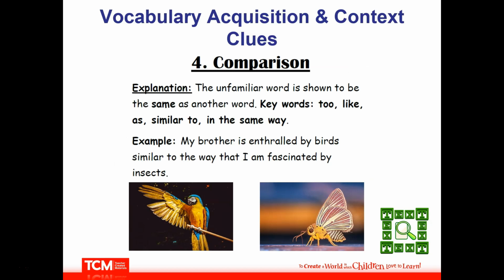So if we look at this, the comparison context clue. Well, the explanation is that the unfamiliar word is shown to be the same as another word. And so you're going to get some key words with this comparison context clue, which I like because it helps students be able to identify this.